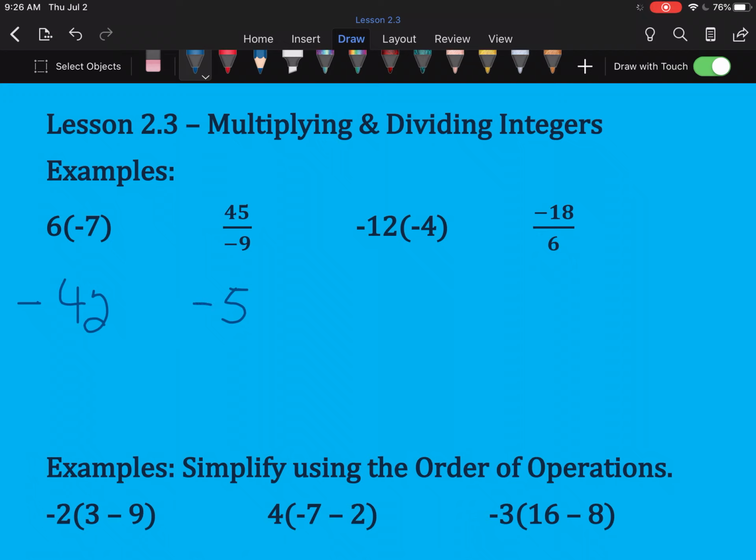Negative 12 times negative 4. Again, ignoring the negatives for a second, 12 times 4 is 48. And those have the same sign. They're both negative. Same signs when multiplying give me a positive number. So 48 is the answer. And negative 18 divided by 6. I will ignore the negative for a minute. 18 divided by 6 is 3. Those numbers have different signs, so the answer is negative.